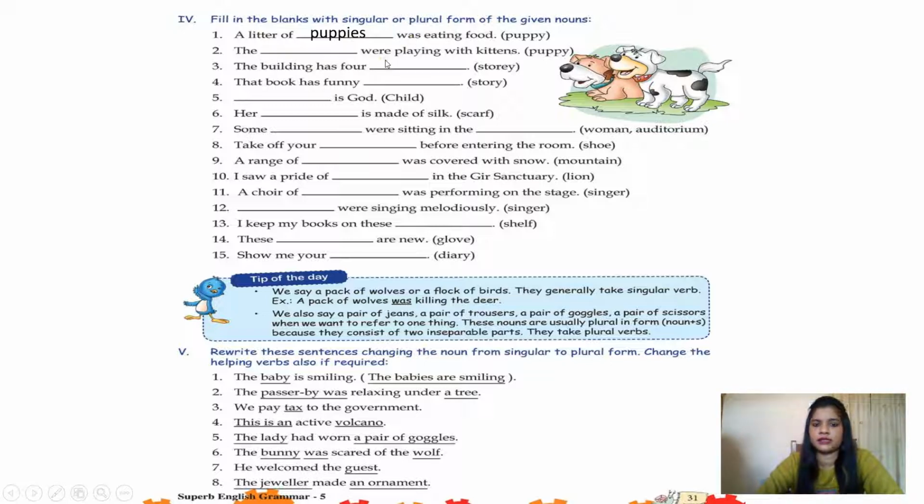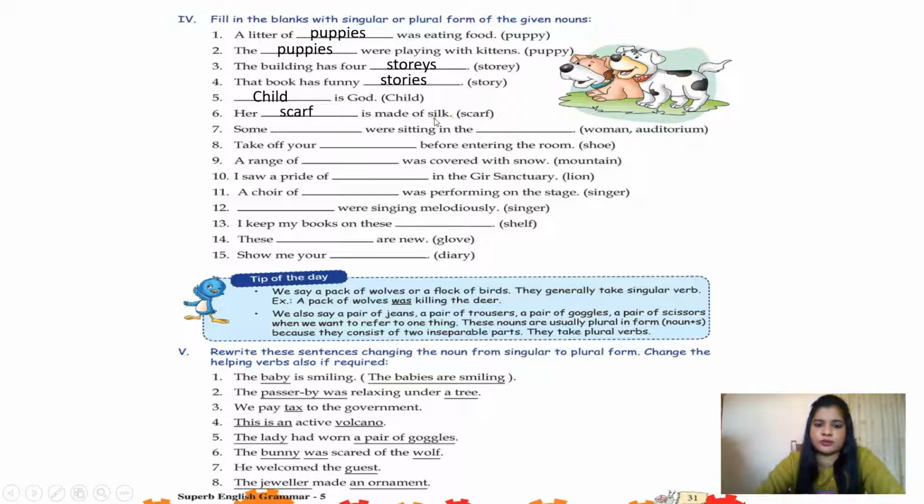The puppies were playing with kittens. Were is plural, so we have to write puppies. The building has four stories. Four means plural, so the plural of story is stories. That book has funny stories. Children, in one book there are many stories. Child, children: it is written is here, so we have to write child. But if there were are, then we would have written children.